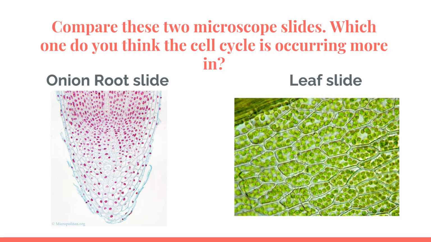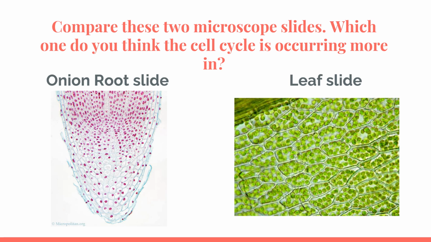So now that we know a little bit more about the cell cycle, and we know a little bit more about cell differentiation, which one of these cells do you think the cell cycle is occurring more in? So remember, the cell cycle is the process in which we take one individual cell and we split it so that there are two identical cells.